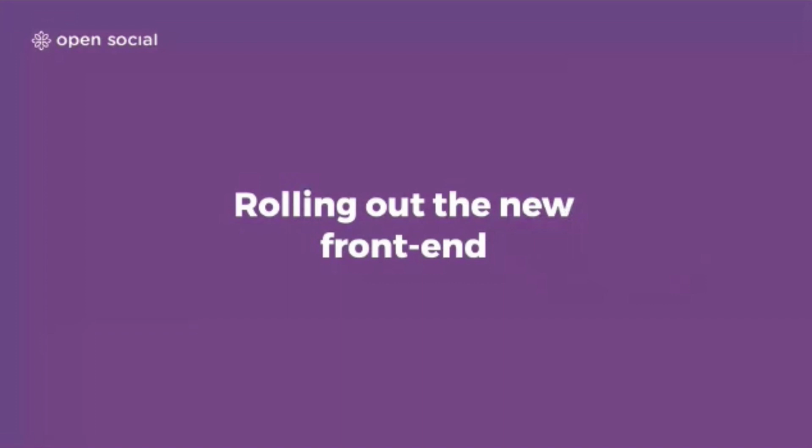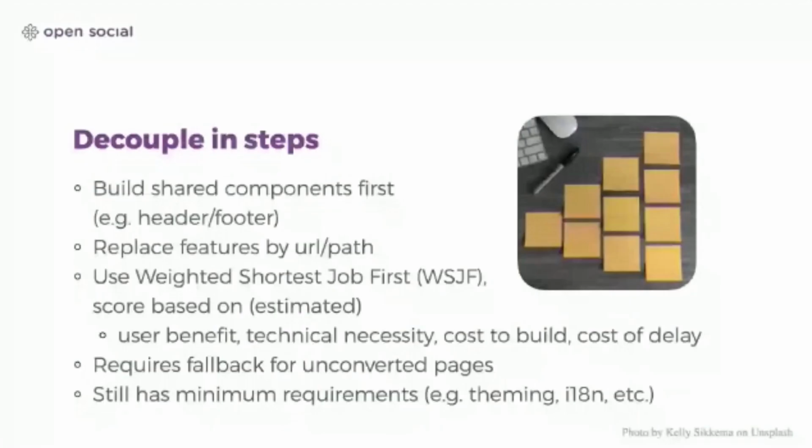This means we build some shared components first, maybe like the header and footer, and then figure out, based on paths, what we're going to decouple. This allows a web server to decide whether it sends a request that it gets to the new front end or to the old front end. One of the tools we're using is the weighted shortest job first score. This is a score that's based on the expected user benefit, technical necessity, cost to build, and the cost of delay to figure out what features we're going to build first.